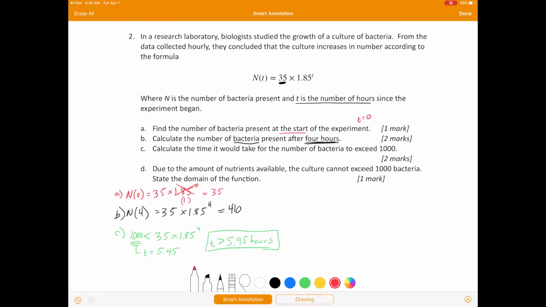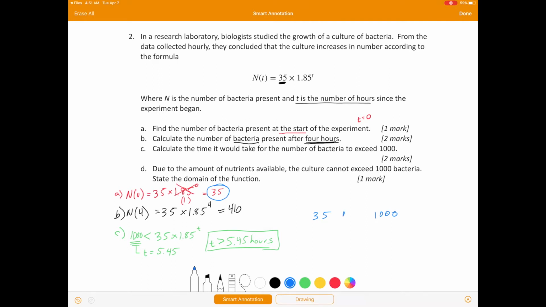Let's move on to letter D here. So letter D, we've got due to the amount of nutrients available, the culture cannot exceed 1,000 bacteria. State the domain of the function. Well, we know that the number of bacteria started at 35. That's what was given in the beginning. So that's the lowest. And then it's allowed to go up to 1,000, right? Now, that is not the domain, that's the range, right?